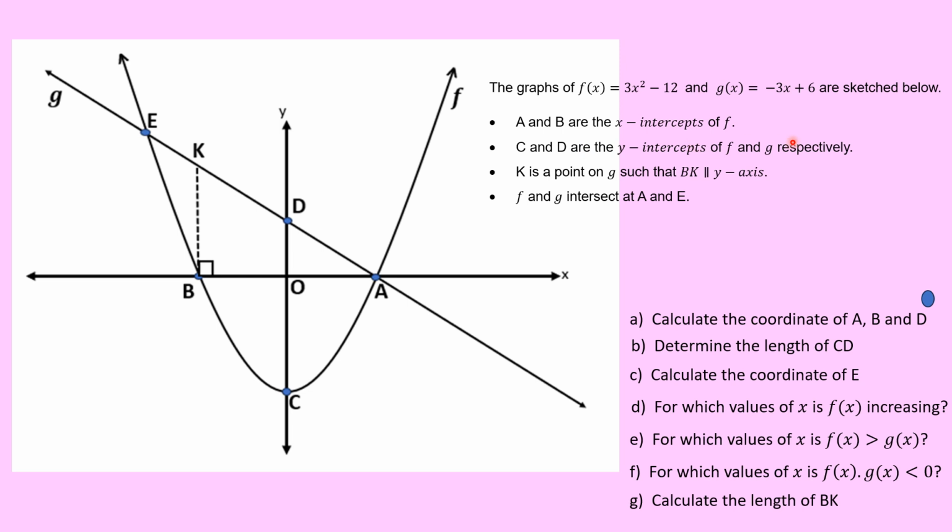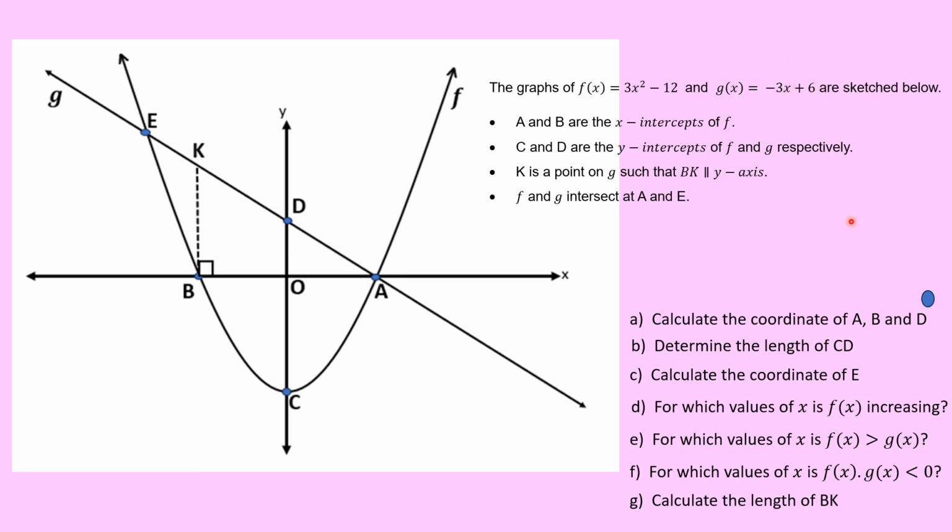C and D are the y-intercepts of f and g respectively. So what do we know about the y-intercept? It's where the x is 0. So for the parabola, C over there will be your y-intercept, so that coordinate there will be (0; -12). And what would D be over there? (0; 6). So very important, for f of x the turning point, the minimum point, is the y-intercept of negative 12, and for the straight line it is the y-intercept, which is 6.